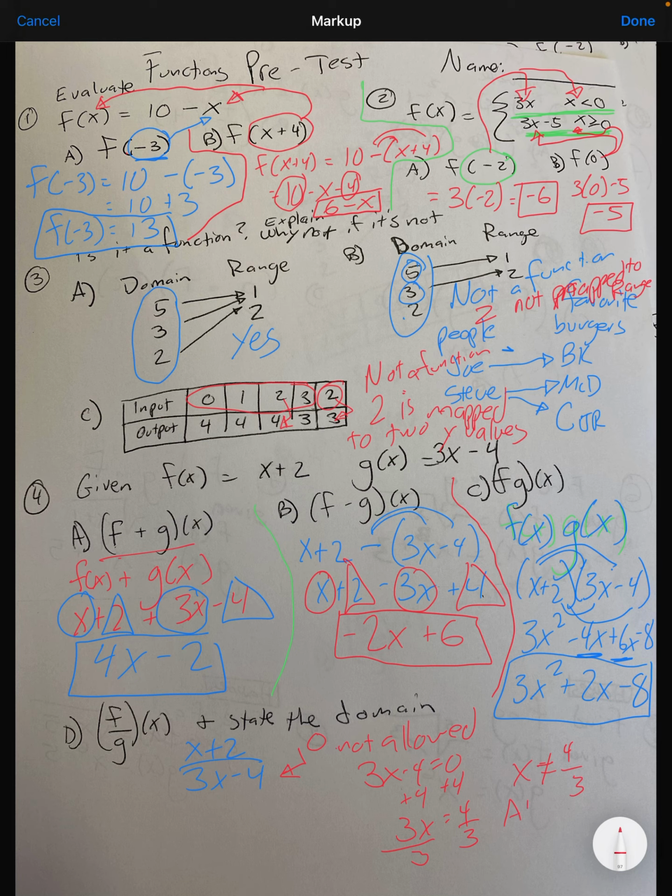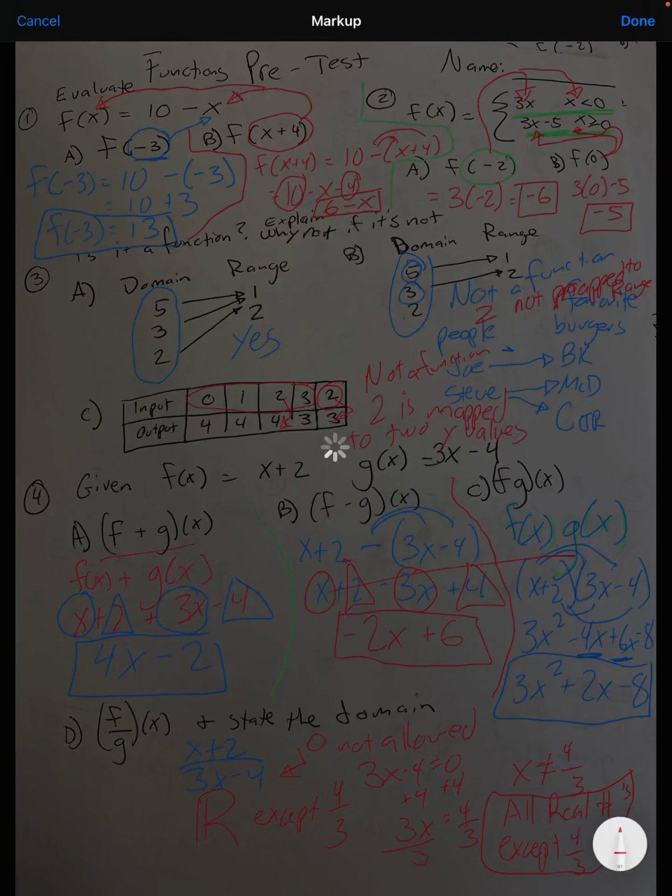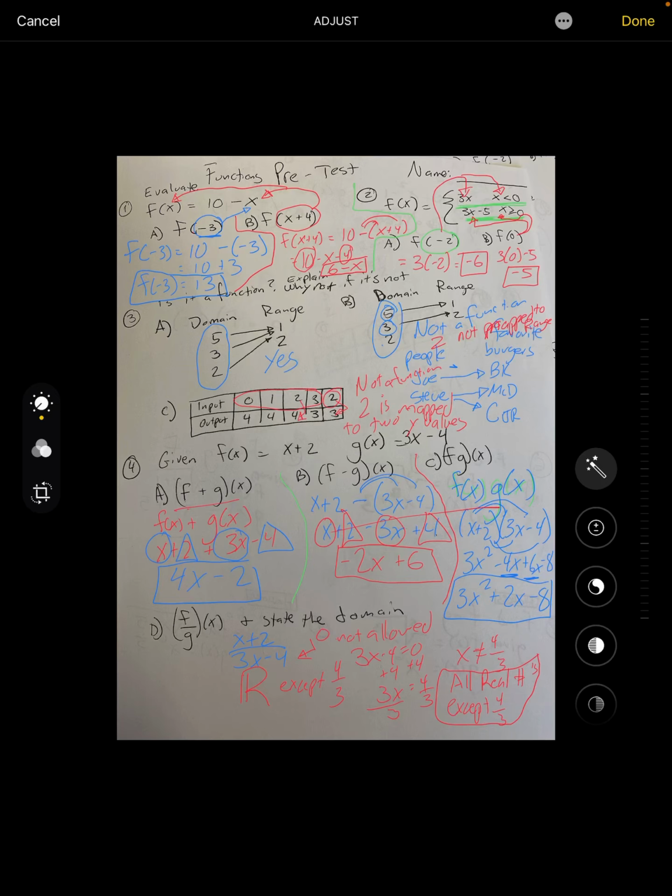So all real numbers except 4/3. Okay, and another way to write that is all reals, big R like that with the double lines, except 4/3. Now that is that one there.